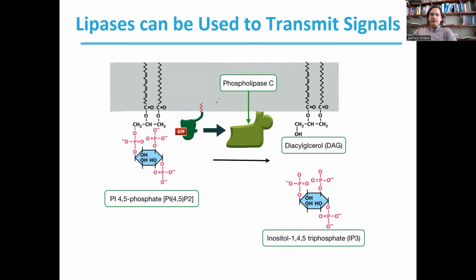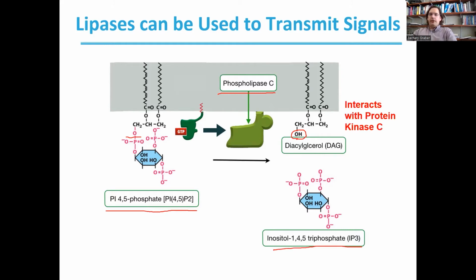One key example of this is our phospholipase C that targets our PIP2, or phosphatidylinositol 4,5-bisphosphate. Phospholipase C cuts our ester bond here to completely remove our head group. In that case, we end up producing diacylglycerol, where our two alcohol groups are still attached to fatty acids, but we have one free alcohol group where our head group used to be, as well as inositol trisphosphate, which is just the remaining head group of our original PIP2.